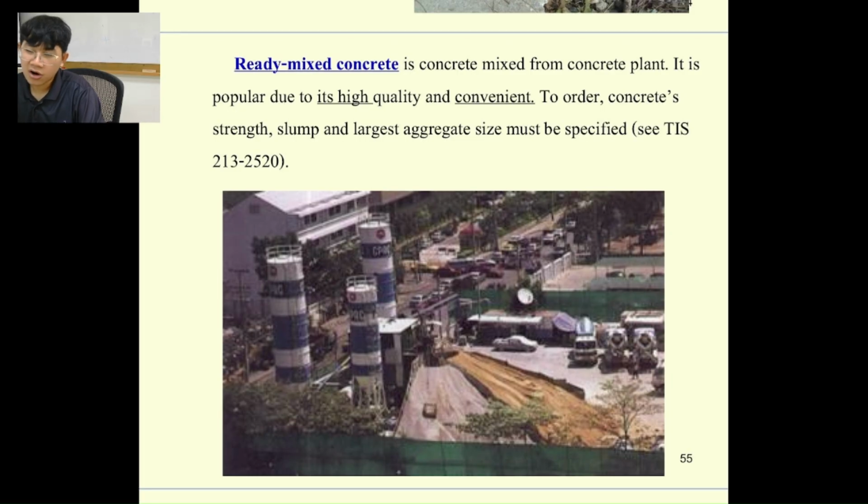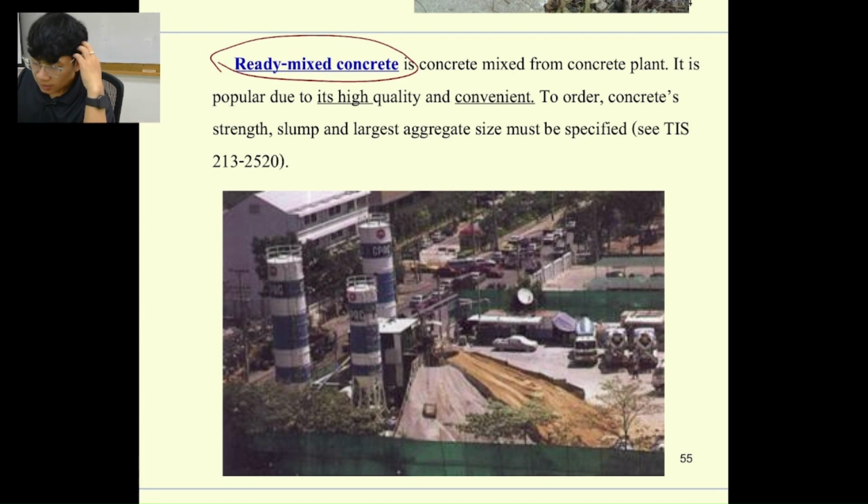Okay, and as of today it is really convenient to order concrete. You just call the plant and they transport it for you. It's really easy right now compared to the old days. Sometimes you needed to make it by yourself, but now you can just call them and in about an hour they transport it for you.